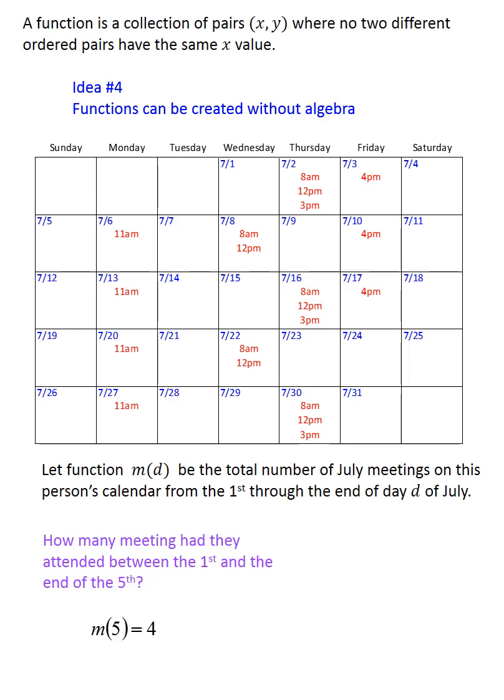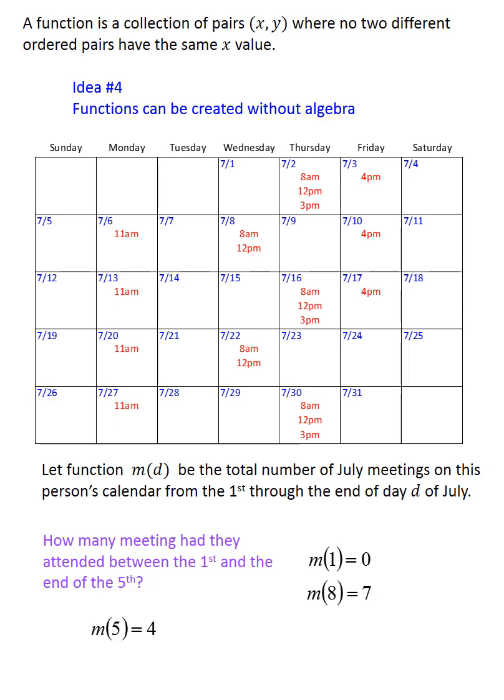Now let's read the definition again right under the calendar. We're going to let the function m of d be the total number of meetings that this person attended between the 1st and the end of the day d of July. And so I hope that definition makes a little bit more sense in reading it. If not, I'll give some more examples. It turns out for this person's calendar that m of 1 is 0. What does that mean? That means by the 1st day of the month, they had attended 0 meetings.